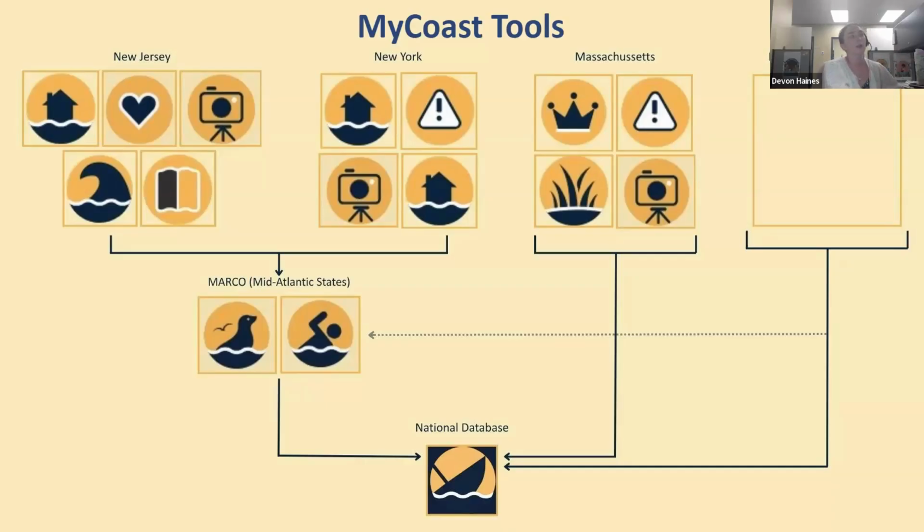So this was a little breakdown that I kind of made. In New Jersey, you'll see that we have our state-specific. We also have access to the Marco tools and then the national database. Massachusetts, they have their own tools. Obviously, they won't have access to the Mid-Atlantic states, but they do have access to the national database. And if you're part of a state that does not have any tools, you will still have access to the national database.